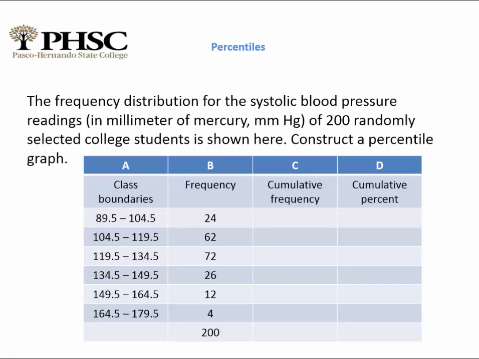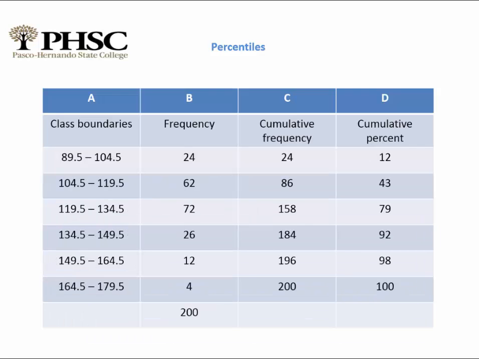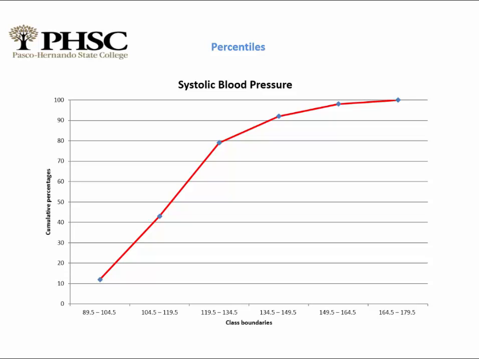So this is the frequency distribution for systolic blood pressure readings in millimeters of mercury of 200 randomly selected college students. So we're going to go ahead and construct the percentile graph. So we see that column A has our class boundaries, column B has our frequency. The next thing we're going to do is the cumulative frequency and then the cumulative percent. So cumulative frequency is 24, 86. Of course, you know that you add the first two cells, and 158 and so on all the way up to 200. And in the cumulative percent column, we use the formula to get that percentage. And then we use that column to graph and get our percentile graph.